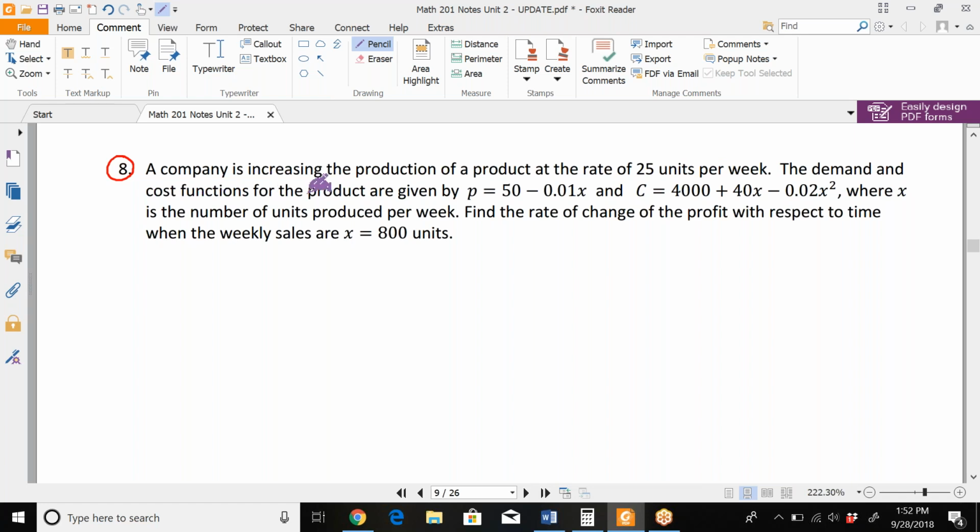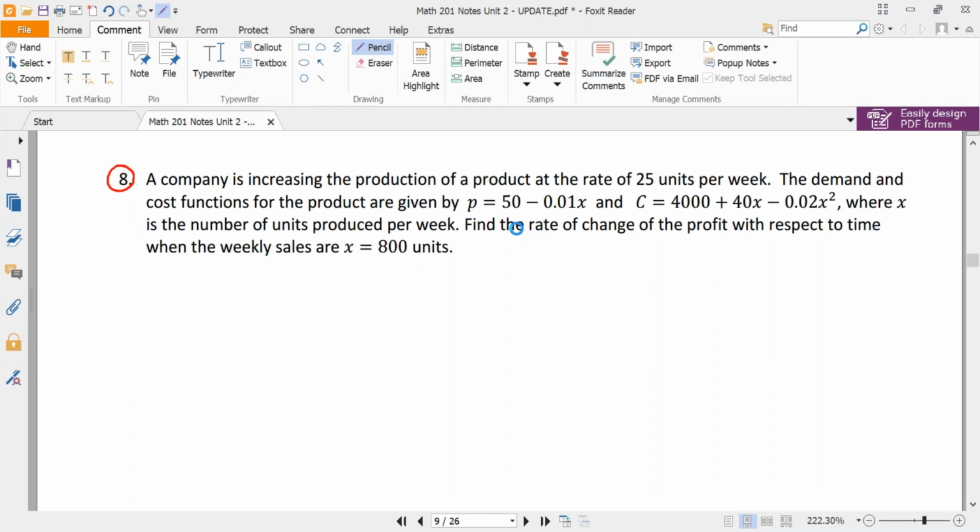So the demand and cost functions for the product are given by the formula P equals 50 minus 0.01x, and C equals 4,000 plus 40x minus 0.02x squared, where x is the number of units produced per week. Find the rate of change of the profit with respect to time when the weekly sales are 800 units.